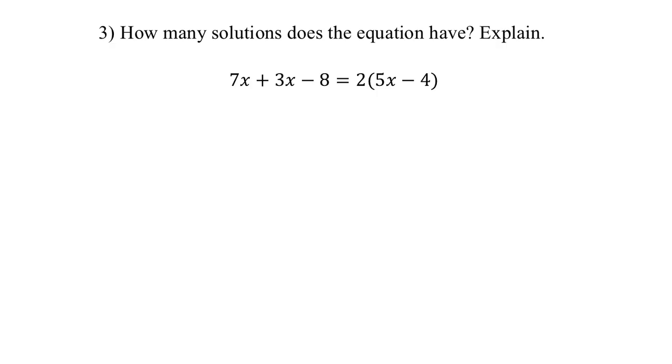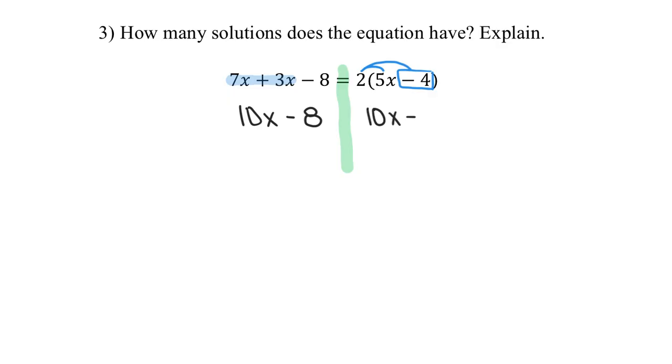Where would we start? 7x plus 3x. So we're combining like terms. And what does that give you? 10x minus 8. That is correct. Miranda, what am I going to do on the right side? I'm going to distribute. When I distribute on the other side, let's make sure that we keep that a negative 4. And when we distribute, what do we get? It's 10x minus 8. Very good.